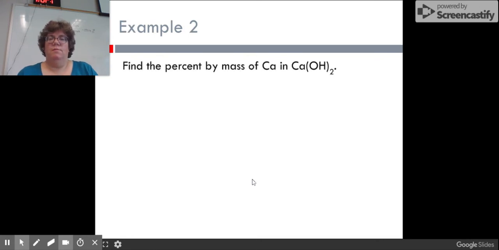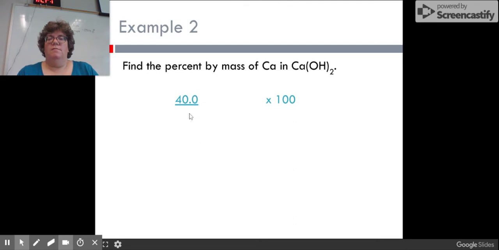Let's try another example here. This time I have calcium, oxygen, hydrogen. Remember these parentheses with the 2 on the outside means that there's 2 oxygens, 2 hydrogens. So 1 calcium, 2 oxygens, 2 hydrogens. And what we're looking for is the percent of calcium in this whole thing.